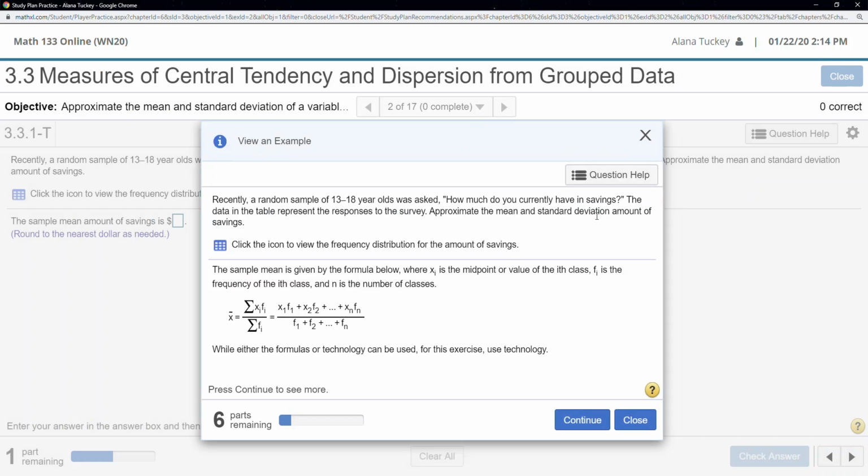It says recently a random sample of 13 to 18 year olds was asked, how much do you currently have in savings? The data in the table represent the responses to the survey. Approximate the mean and standard deviation amount of savings.